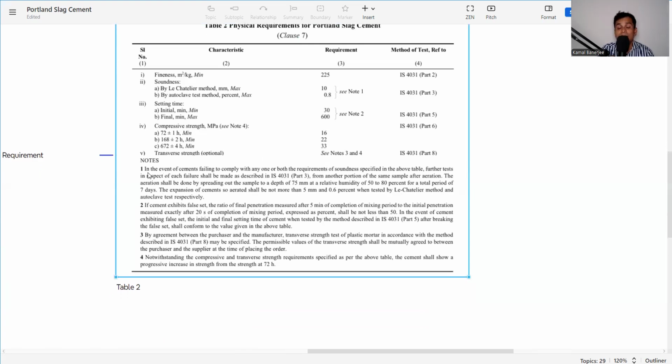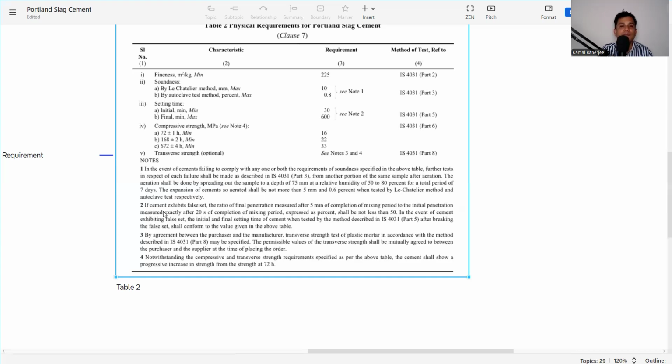Okay, what is in the note? It is also very important to check what is written in the note, because the note gives us a lot of information. In the event of cement failing to comply with any one or both of the requirements of soundness specified in the above table, a further test in respect of each failure shall be made as described. So if one fails, we can do another. From another portion of the same sample, after aeration, the aeration shall be done by spreading out the sample to a depth of 75 mm at relative humidity for a total period of 7 days. So that is the process they have given, that we can make another test if it has failed.